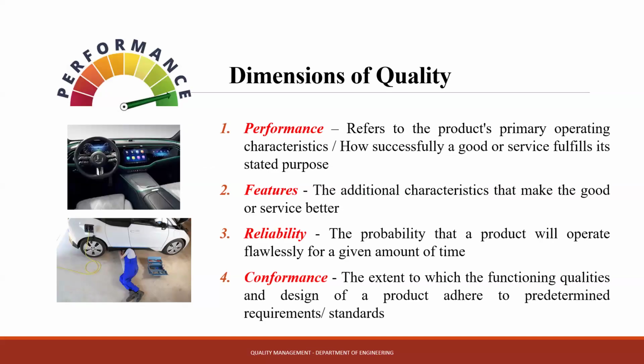Those are the dimensions of quality when it comes to quality management, right? And so here, if I explain the dimensions, the first one is performance. It refers to a product's primary operating characteristics and how successfully a product or service fulfills its stated purpose. So performance refers to the primary operating characteristics of our product or service. It is how well our product does what it is supposed to do.